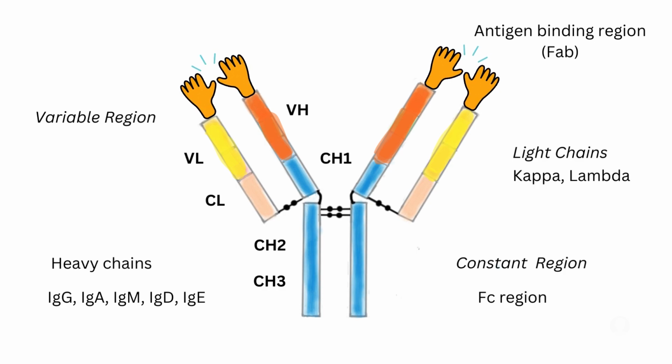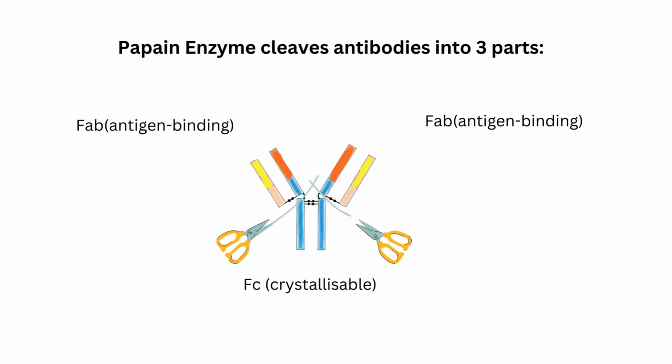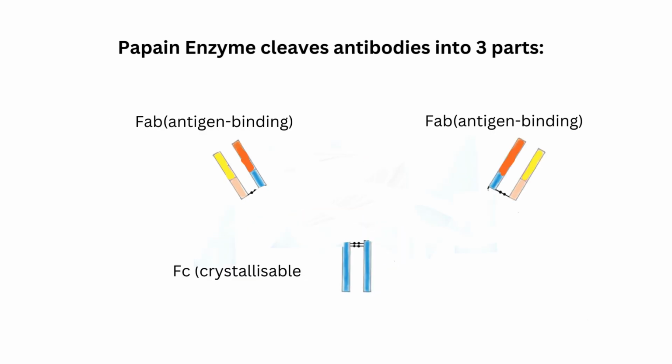Antibody domains have been presented with VH and VL for variable heavy and variable light domains. Also, CL for constant light and CH1, 2, and 3 for constant heavy 1, 2, and 3. I saw one question in the ASCP study guide that asked for the location of the hinge, which is between CH1 and CH2. Papain is an enzyme that cleaves the antibody into three parts: two FAB segments and also an FC, which is the crystallizable segment.